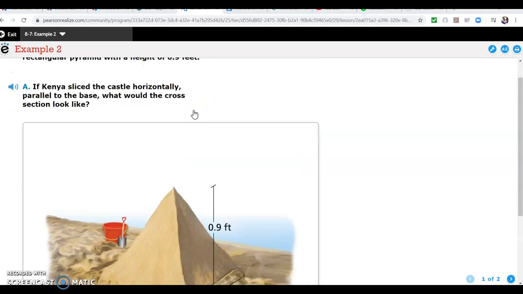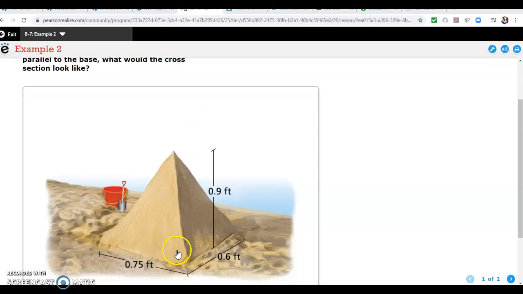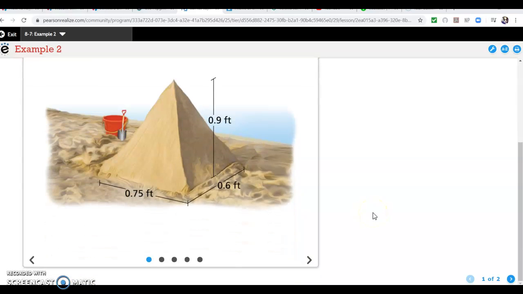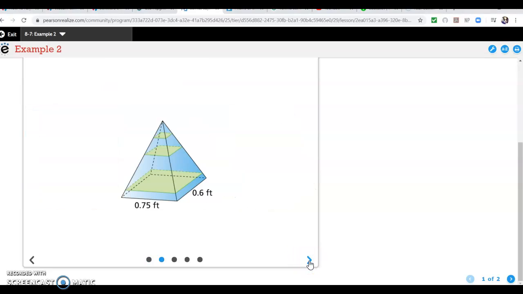If Kenya decided to slice the castle horizontally, parallel to the base on the bottom, so parallel to the base would be straight across this way. In the next image, there's actually what that would look like. All 3 of those green slices are parallel to the base, and notice every single time the shape is similar to the shape of the base. Smaller, but similar. So if your base is a rectangle, all 3 of those are also rectangles.